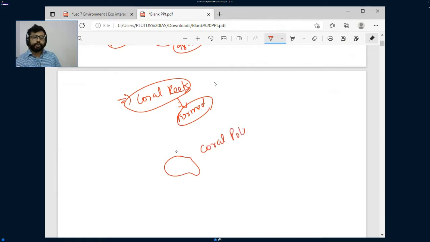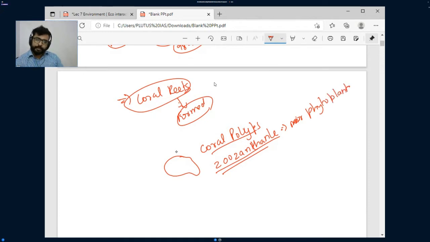The one being coral polyps and the other one a microscopic phytoplankton or an algae. The name of that algae is zooxanthellae. Coral polyps and zooxanthellae. It is a microscopic phytoplankton. Coral polyps is just an organism.